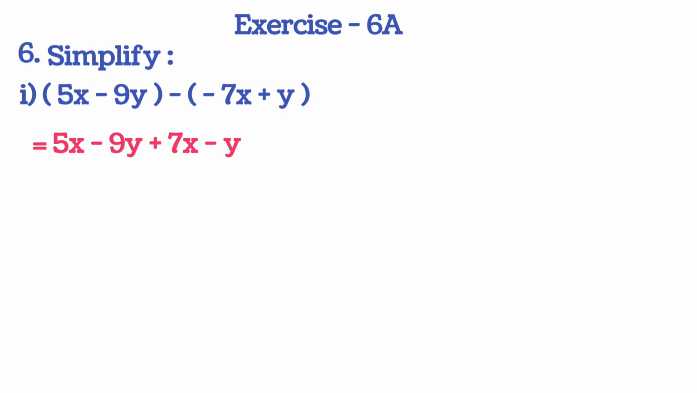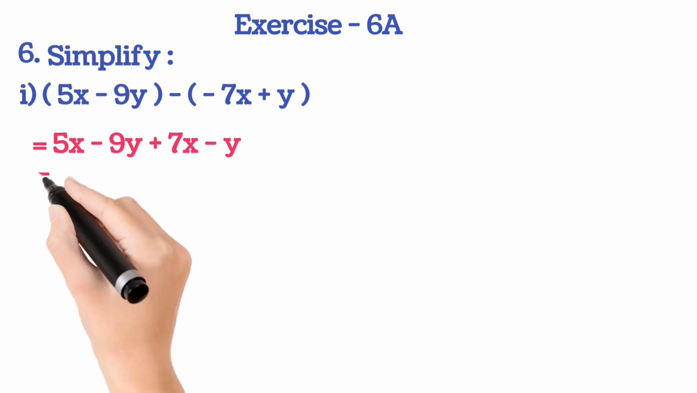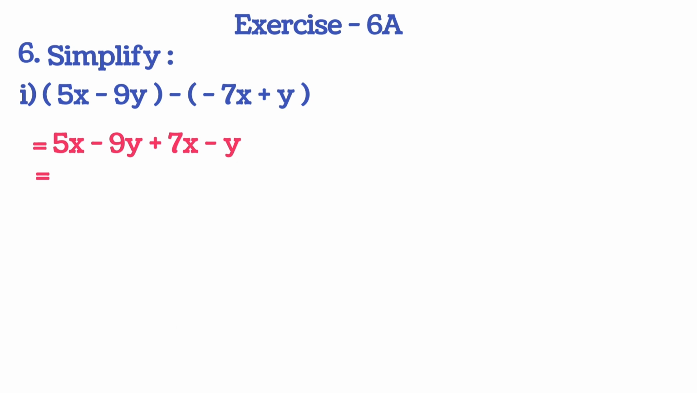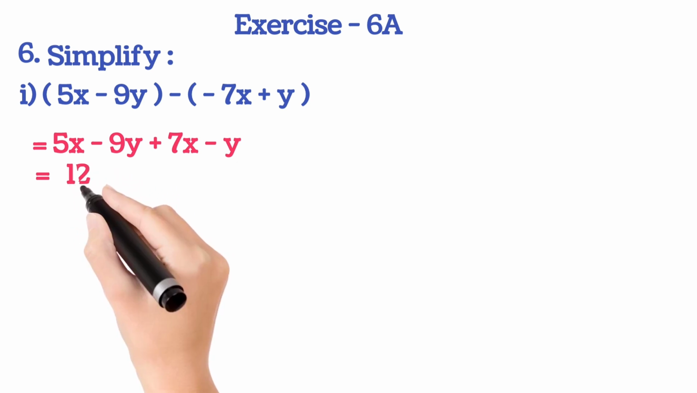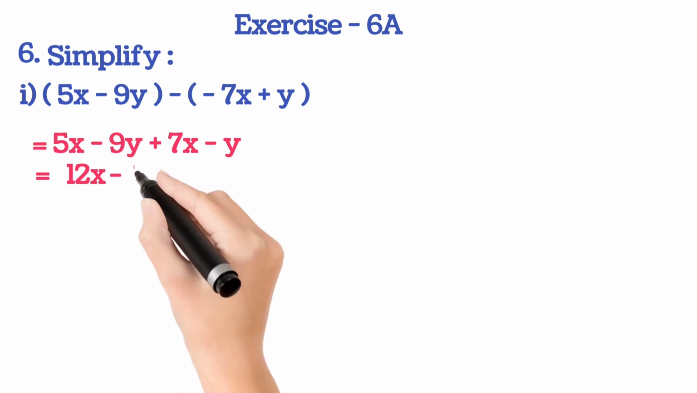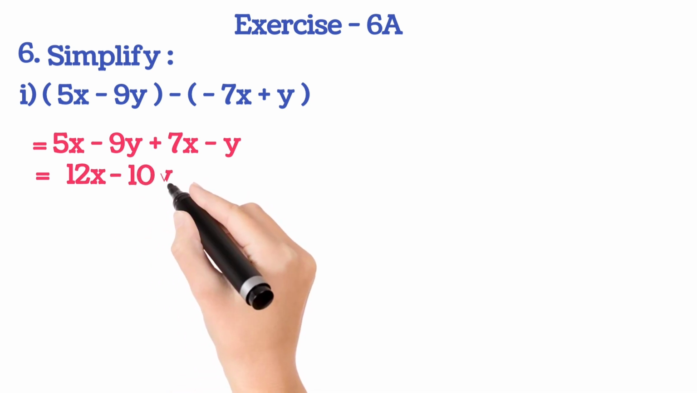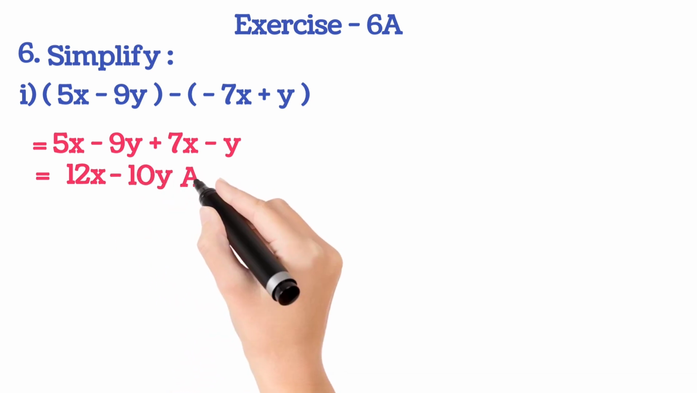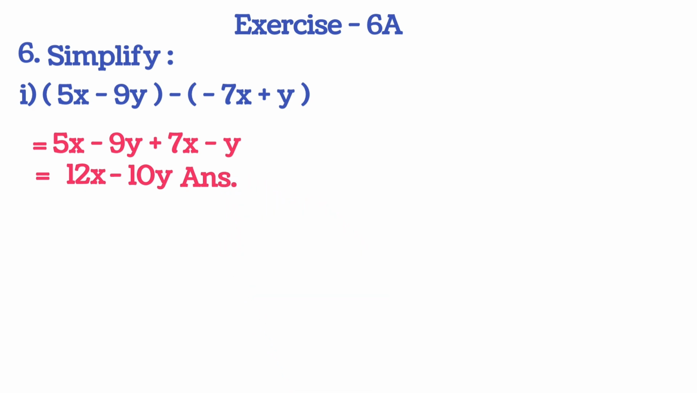Now you add the like terms, that is 5x plus 7x. Both variables are x, so these are like terms, so 5x plus 7x is 12x, and minus 9y and minus y equals minus 10y. This is our answer. I hope all of you understood.